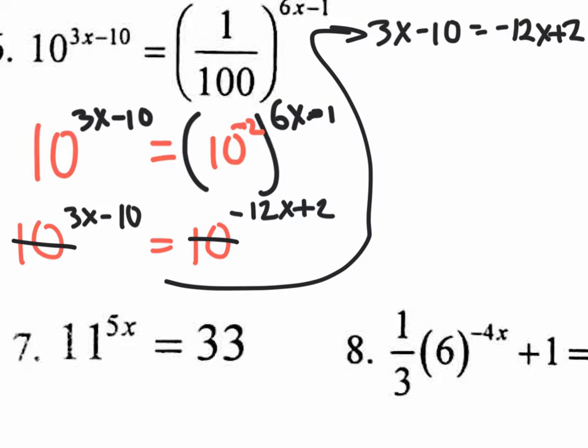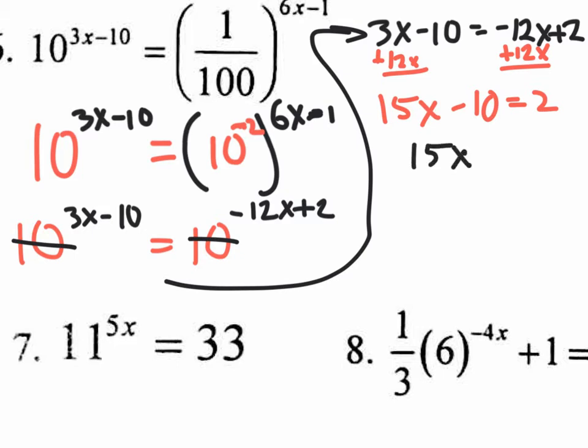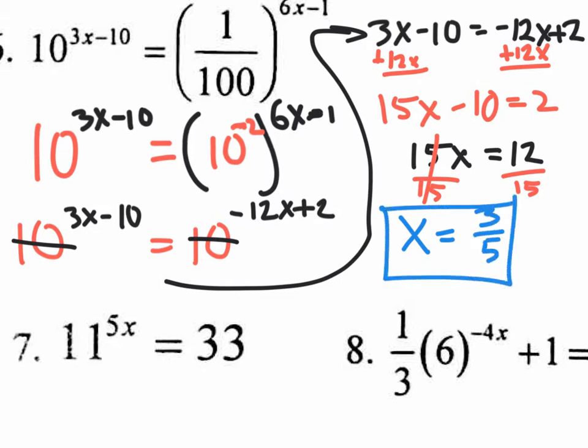I'm going to add 12x to both sides, and I will get 15x minus 10 equals 2. And if I add 10 to both sides, let me just not show my work, I'll get 15x equals 12 if I add 10 to both sides. For my final step, I'm going to divide by 15. And divide by 15. So I actually get my answer, x equals 12 over 15. But you could reduce that by 3, and you'll get 3/5 as a final answer for x.